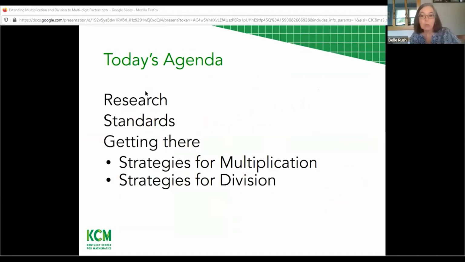All right, today's agenda, we're going to look quickly at some research having to do with multiplication, division with multi-digits. We're going to take a look at what our Kentucky standards say, then how to get there. We're going to look at those strategies for multiplication and division.